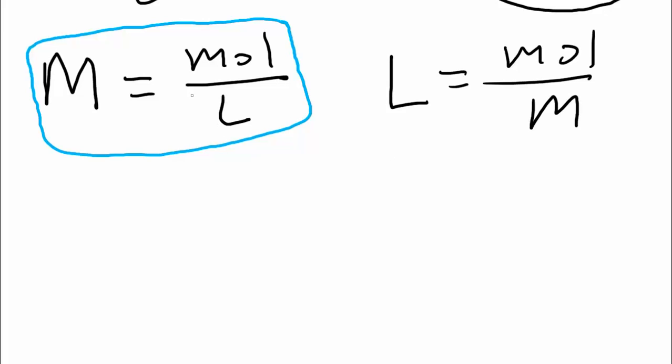And then, what if you know the molarity of the solution and the volume? This is probably the most common case. You know the concentration, the molarity of the solution, and you know the volume that you've poured out, and you want to know how many moles of solute are in there. So you know the molarity and the liters, and you want to find the moles. The moles are equal to the molarity times the volume in liters.